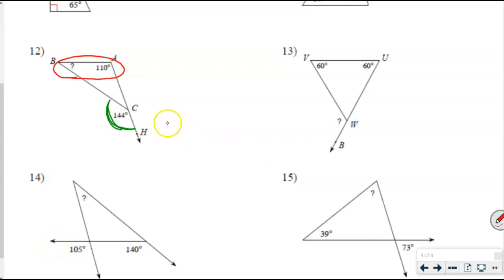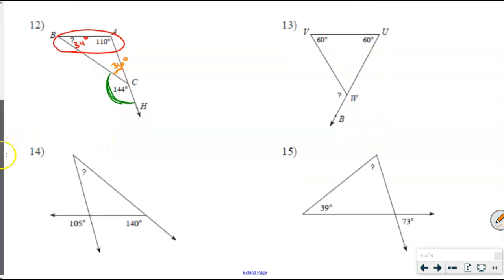So with that in mind, 144 minus 110 is equal to 34 degrees. Let's confirm. 110 plus 34 degrees is 144. What would this angle right here have to be, Ethan? 36 degrees, both ways, because 36 plus 144 is 180. 36 plus 34 plus 110 is 180. Now put that all to use.